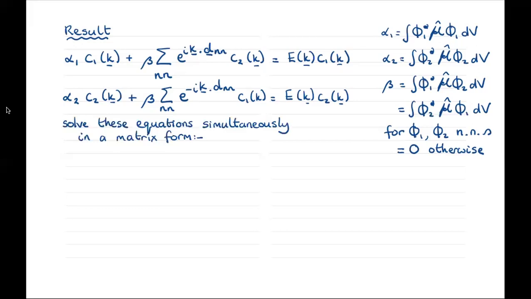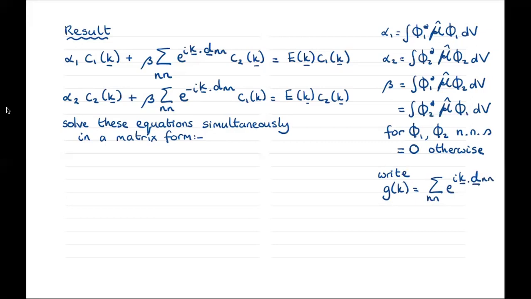And let's introduce a little bit more notation. I'll put this over here. Let's write as g of k the sum over all of the nearest neighbors, e to the i k dot the nearest neighbor distance.